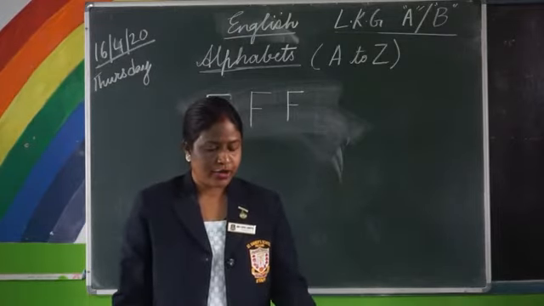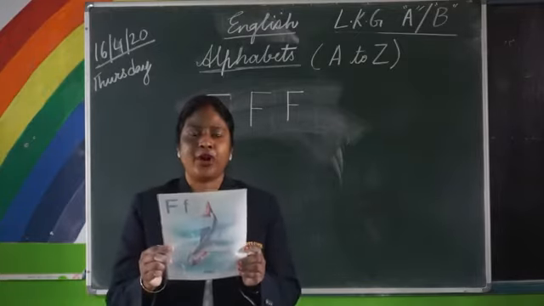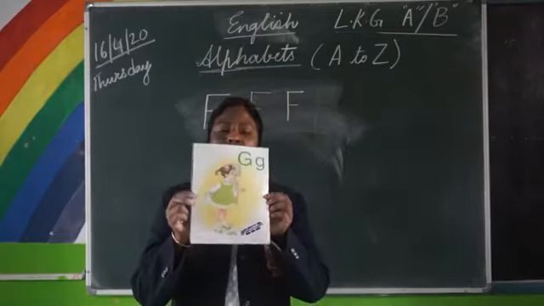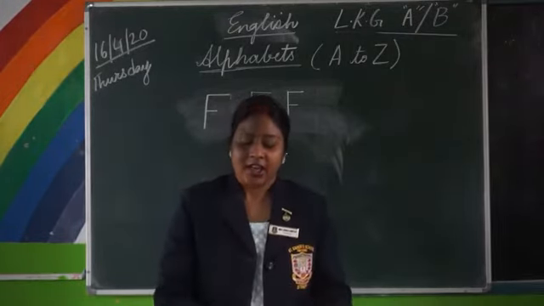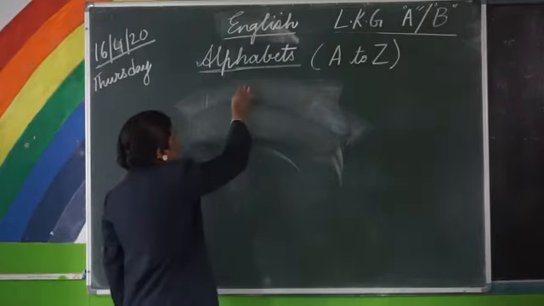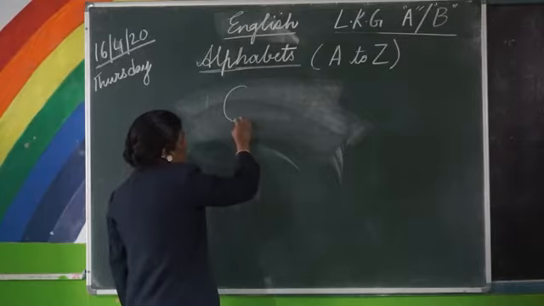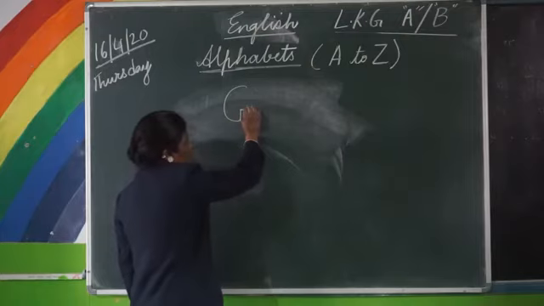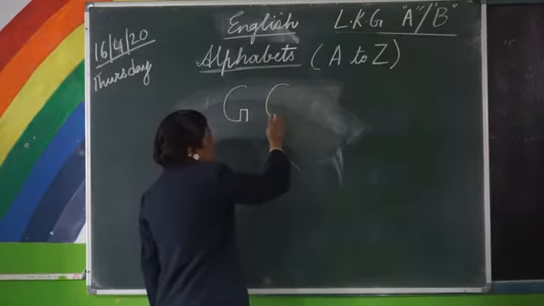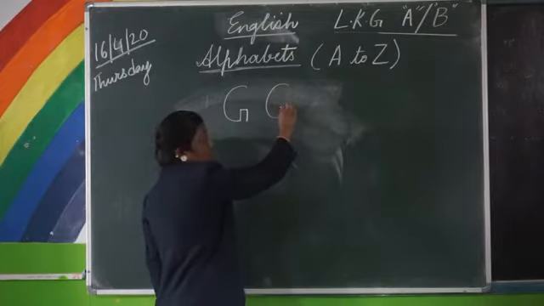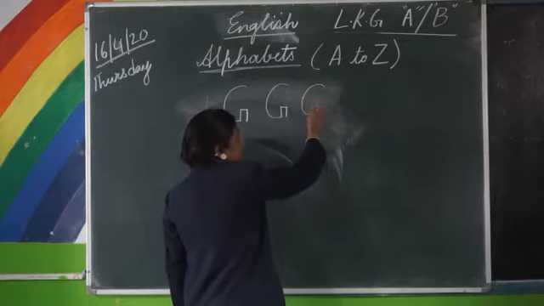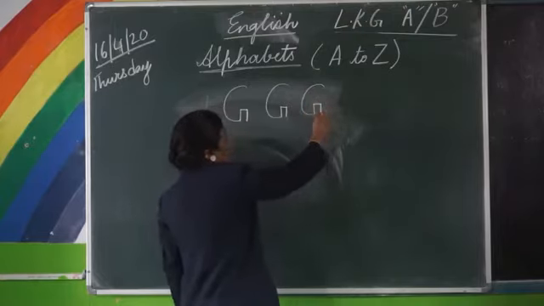F for fish. Now we are going to learn the letter G. G for girl. Now we are going to write G. A curve, a standing line, a small sleeping line, and one more small standing line makes letter G.